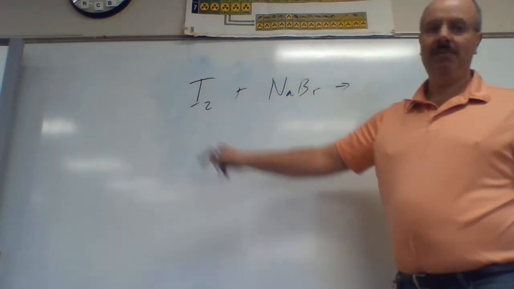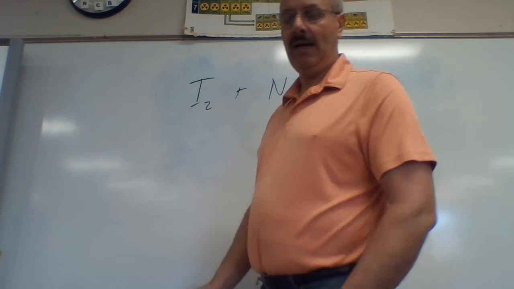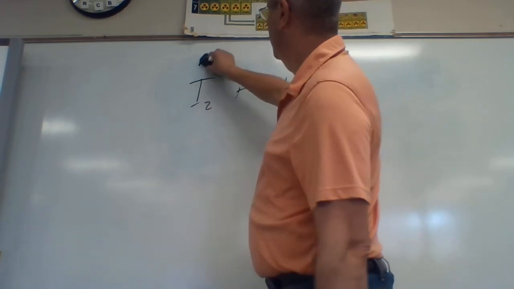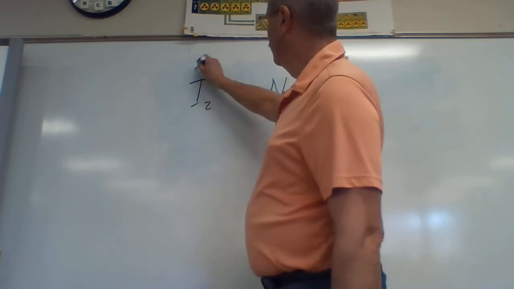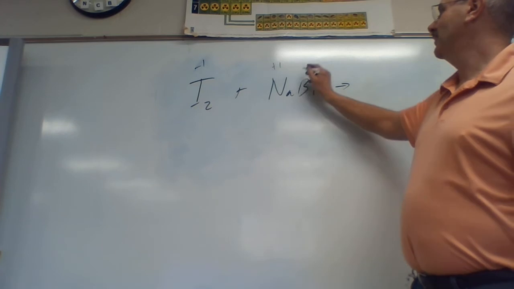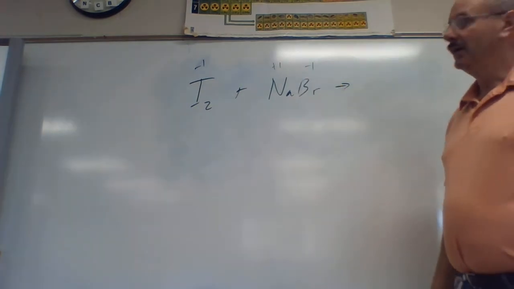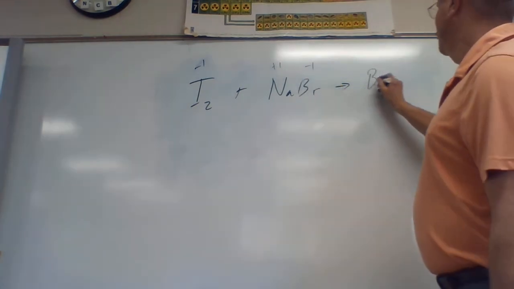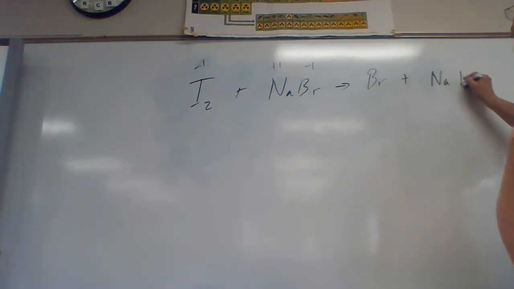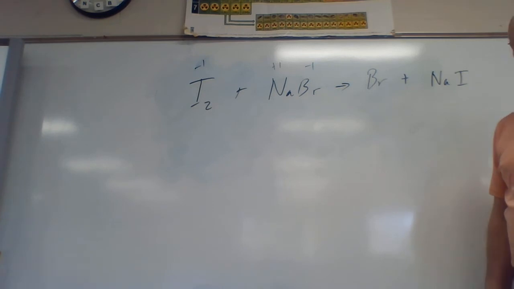So we look at that one that's all by himself and ask, what charge would he have if he was ionic? Well, he would be a -1. So he's going to kick off the negative piece of this. Sodium's +1, Br is -1, so he's going to kick off the Br. Br is going to be all by itself, and then we're going to get Na joining up with I. And don't bring any numbers over.